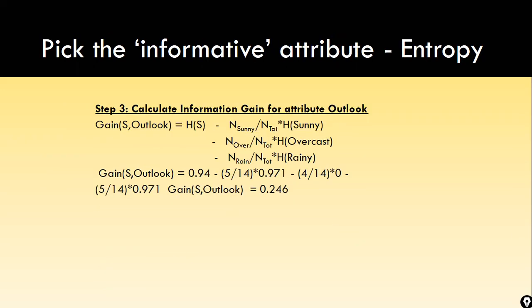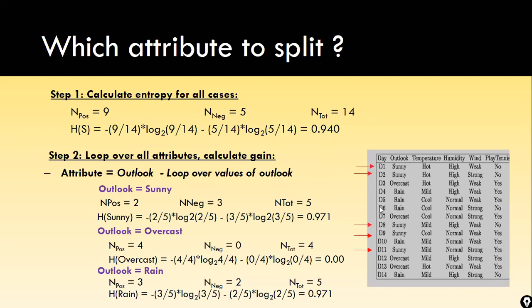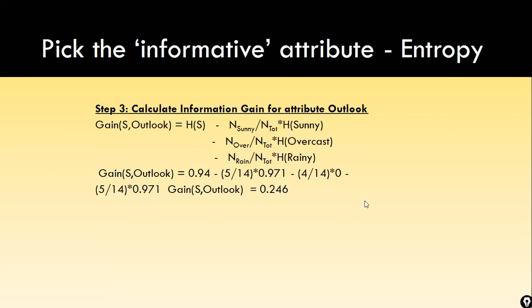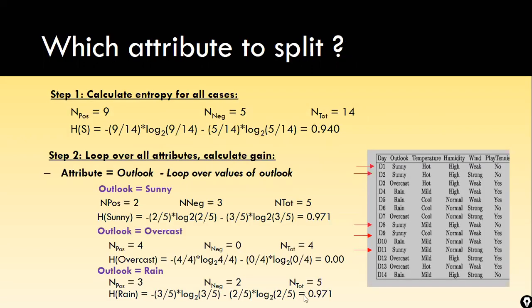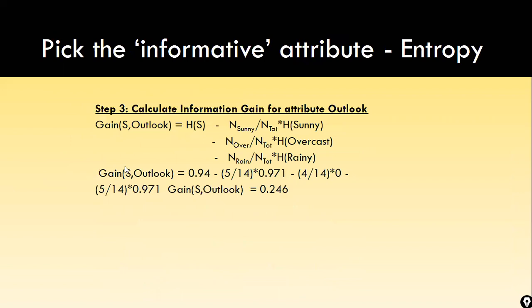And then what else is there? And minus 4 divided by 14. 4 divided by 14 into 0. And then minus 5 divided. See, for these three subsets within this outlook, right? How many number of records? This is 5 records, and here 5 records, 5 records. So here we have 4 records. Overcast, we have 4 records, right? So, this 0.971 into 5 divided by 14.